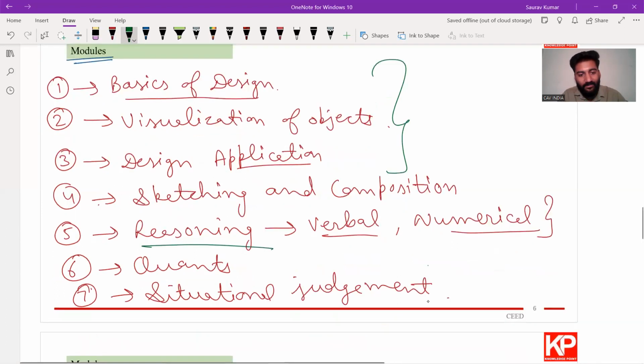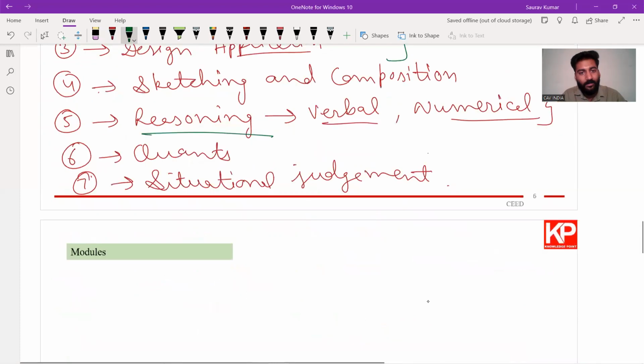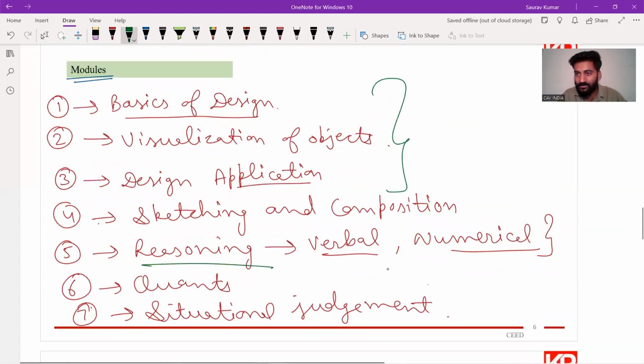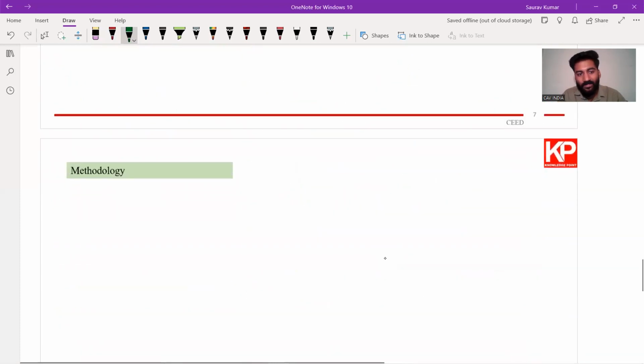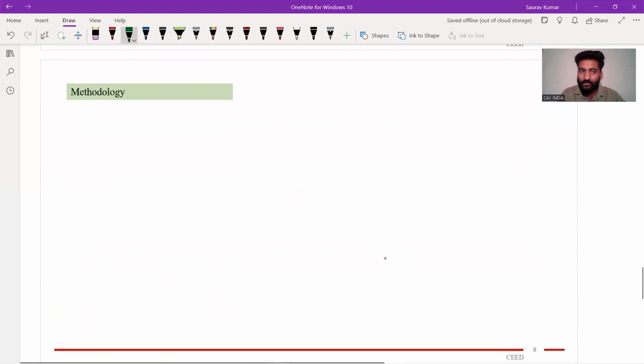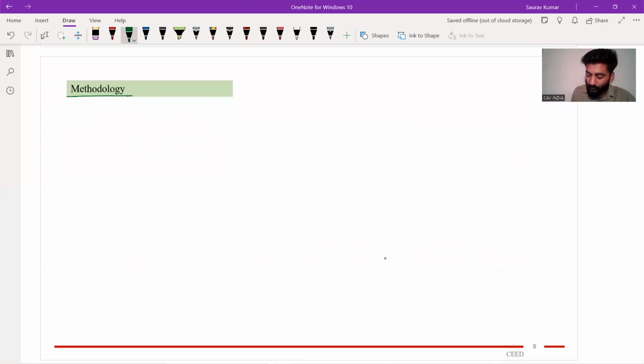And that's why we have, okay, so I just consumed only one slide for this, that's okay. We can talk about the methodology part. This is basically how we will proceed for our preparation. And the very first thing here is live online classes.